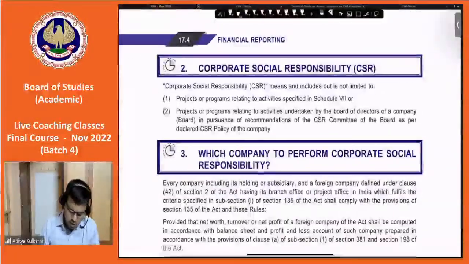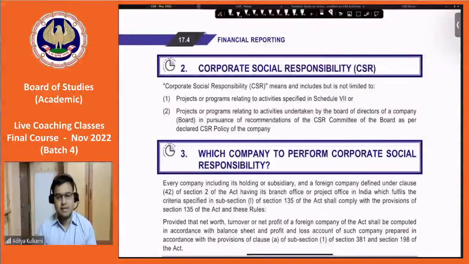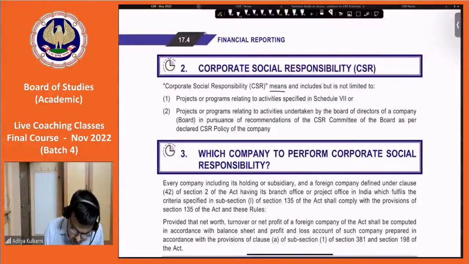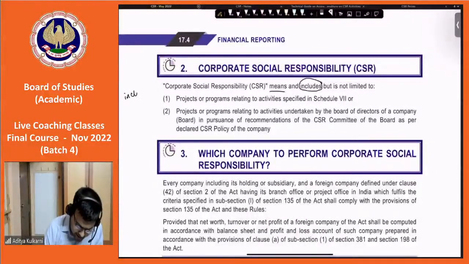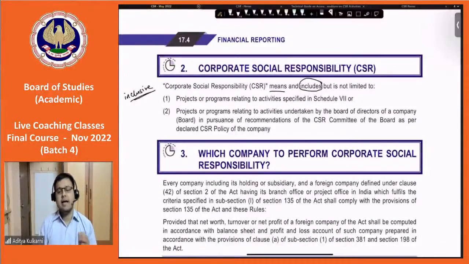Now, what is included in CSR? It is a very beautiful definition given under the Companies Act. It means and includes. You would have studied law, you know it better than me. Whenever you see the word includes, it is an inclusive definition. That means it is not restricted to the items mentioned here. Anything that is in spirit a CSR spend will be treated as CSR.